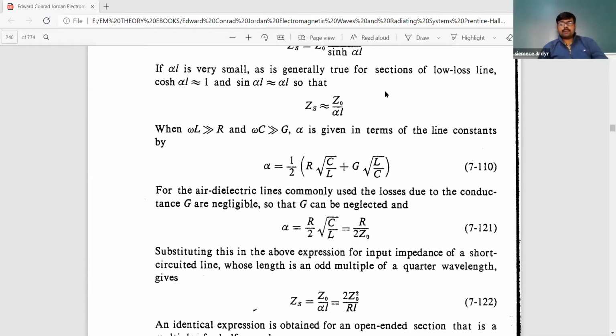Equation number 7.110, alpha value we have defined: alpha equals half into R into root over C by L plus G into root over L by C. That is equation number 7.110.